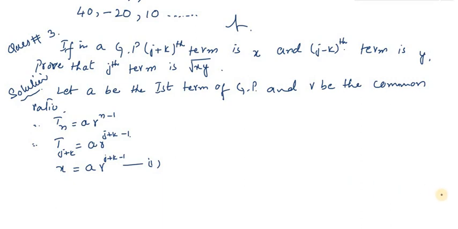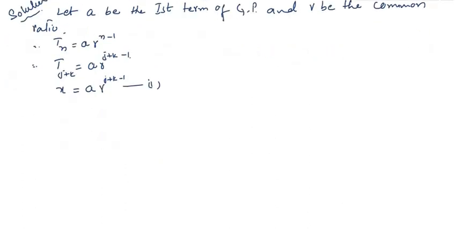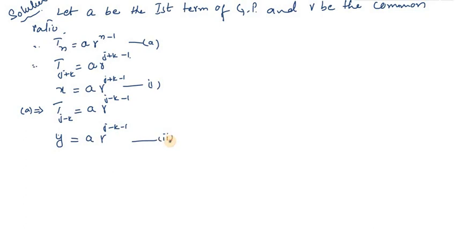Similarly, the J minus K term is equal to Y. So in the same general term formula, we put n as J minus K. This we call equation 2, and equation 2 implies n is J minus K. The J minus K term is A R to the power J minus K minus 1. The J minus K term is Y. So Y equals A R to the power J minus K minus 1. This we call equation number 2.